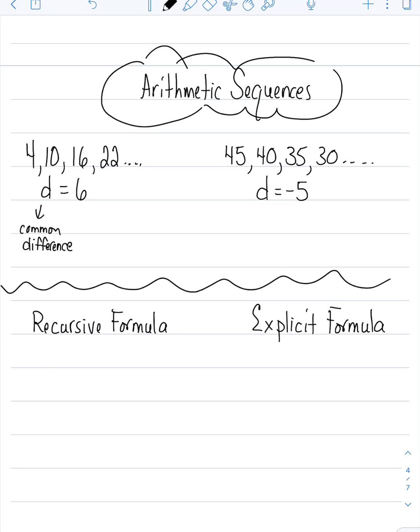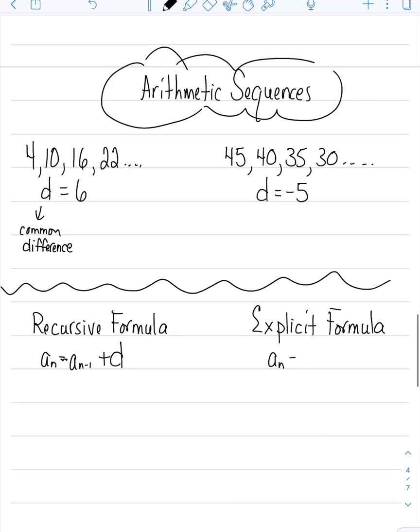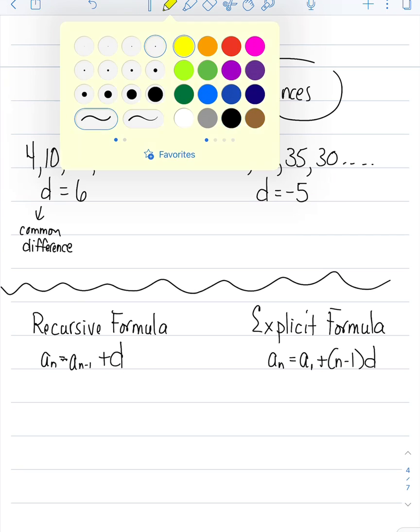So the recursive formula is a sub n equals a sub n minus 1, that means make the n minus 1 small, plus d. And we're going to write them before I actually explain what they mean. So a sub n for the explicit formula equals a sub 1, little 1, plus n minus 1 in parentheses times d, which we already know the d is the common difference. So these are some things that we've not seen before.